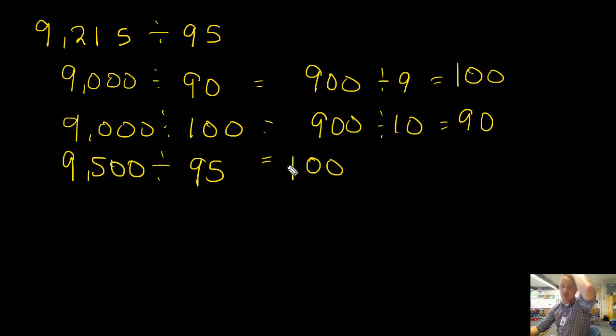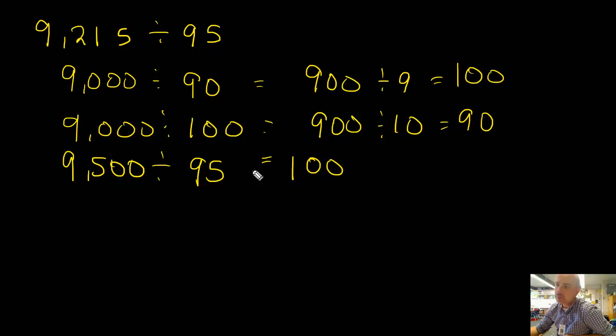And looking at that, I got to think to myself, is the actual quotient going to be higher or lower than this 100? Well, we went up when we rounded to 9,500, so I can guess that the actual quotient will be a little bit lower than this 100, somewhere in the middle.